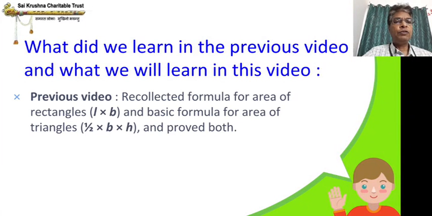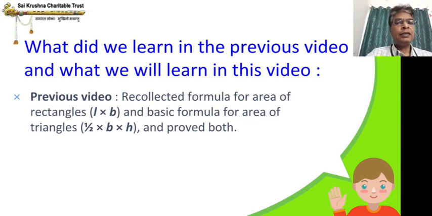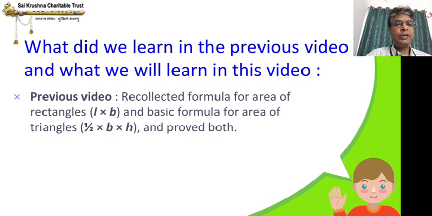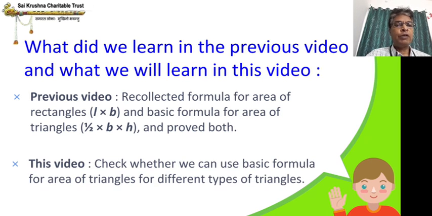In the last video, we recollected the formula for area of rectangles, L into B, and the basic formula for area of triangles, half B into H, and proved both. You may be wondering why I am telling the basic formula, because for any triangle half BH is sufficient, but under certain conditions we will not be able to find the area with half BH. We will see in this part what the issue is. So we are going to check whether we can use the basic formula for area of triangles for different types of triangles.